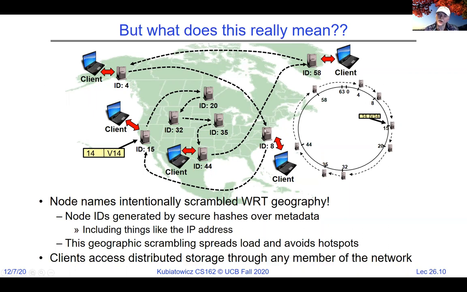The clients need to know one gateway into the system in order to talk to the system. Okay, so that's going to be part of the initial lookup. And by the way, that's pretty similar to what happens with DNS. You need to know how to talk to at least one DNS server somewhere before you can start resolving names.